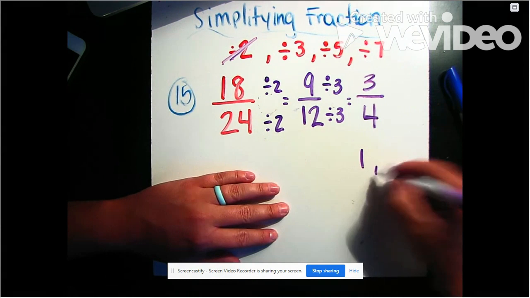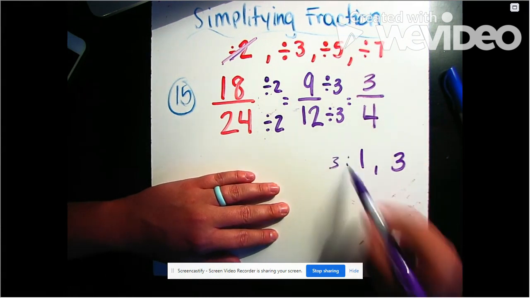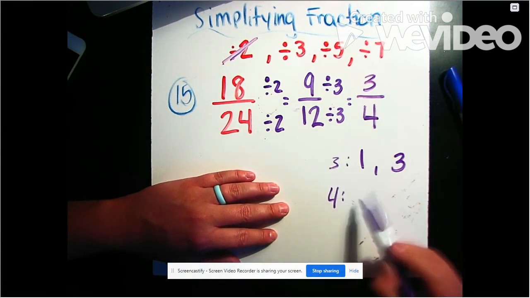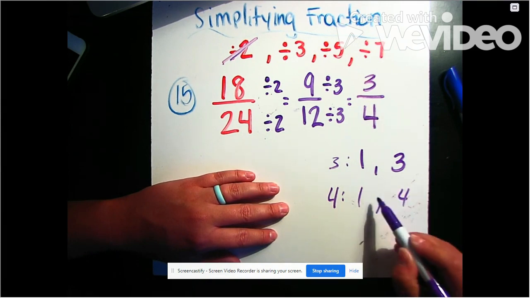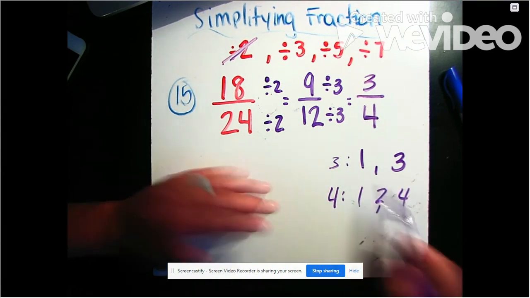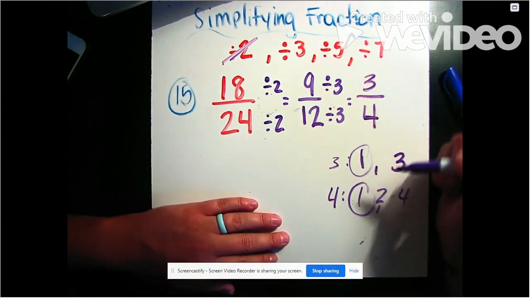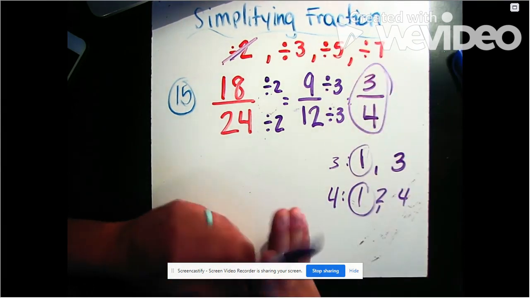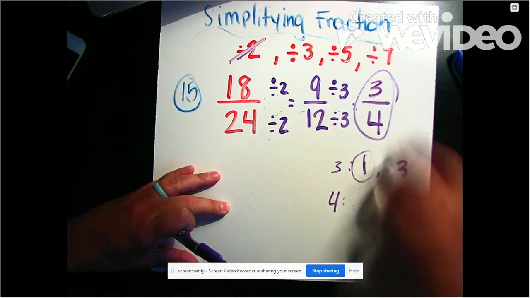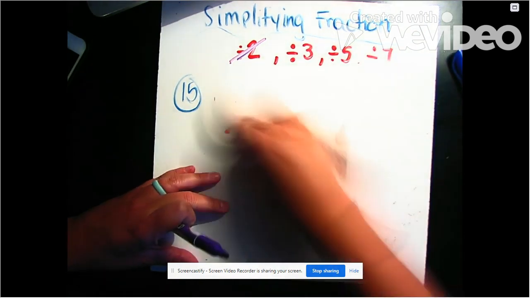So if I go back to my greatest common factor way, 3 is 1 and 3. 4 is 1 and 4 and 2 times 2. Notice they don't have anything else in common except for dividing by 1. So this is my lowest term, okay? So let's look at another one using this method.